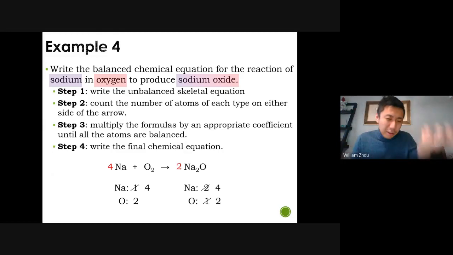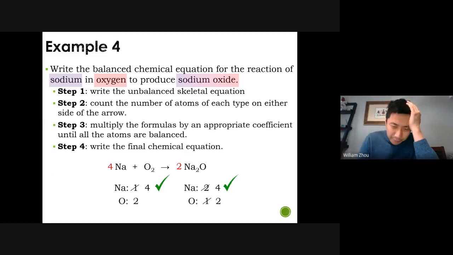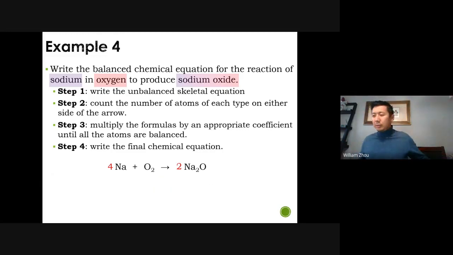Let's do a quick recap. Sodium 4, 4. That's good. Oxygen 2, 2. That's good. We're done. That is the final balanced chemical equation. And that's the answer right there.